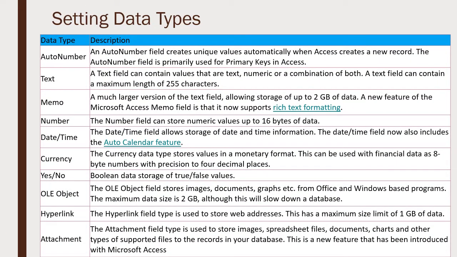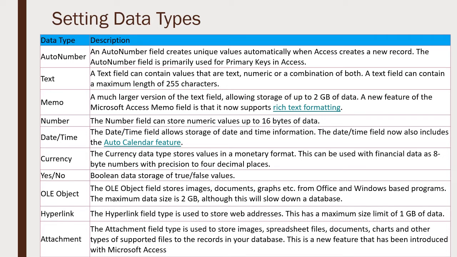The first is auto number. Auto number field creates unique values. Unique means different, it's not the same. So auto number field creates a unique value automatically when Access creates a new record. The auto number field is primarily used for primary key in Access. So as we know, this auto number creates a unique field, so obviously that will be considered as a primary key. And for creating this field, we don't need to do any manual creation. It will create it automatically. We will see how to create this.